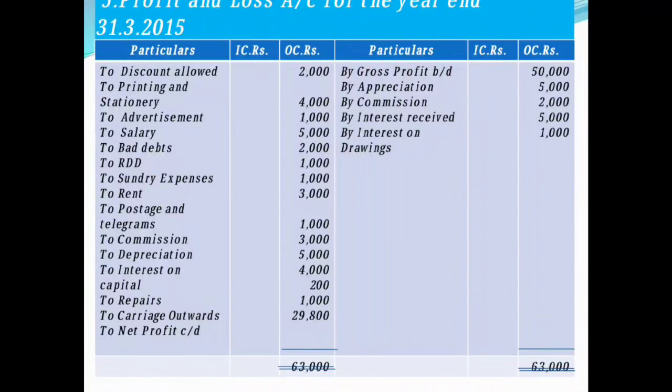Credit side we have 63,000 and debit side less amount. So we will get a net profit here, 29,800. Balancing figure it is. Okay.